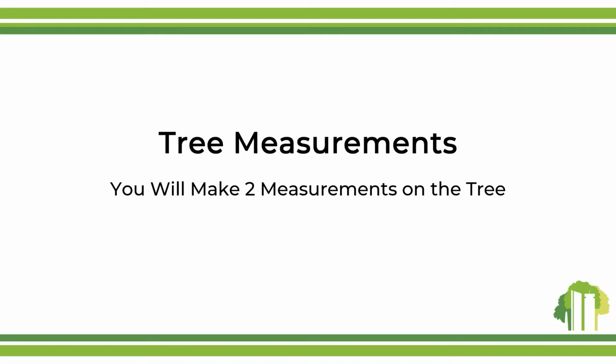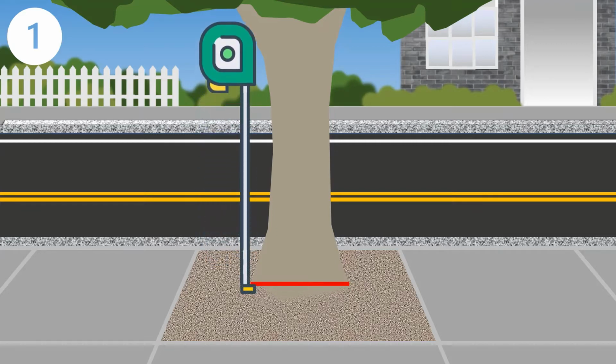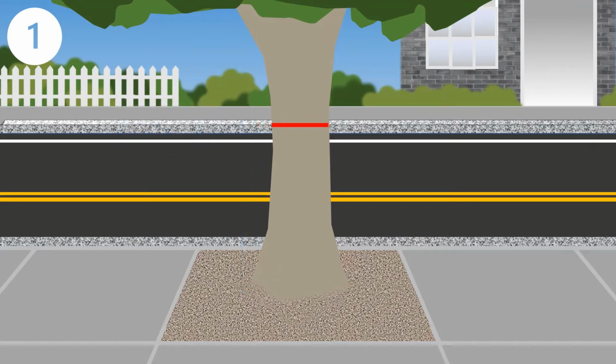Next, it is time to measure the tree. To do this, you will need to make two measurements. The two measurements will be used to calculate the diameter at breast height, or DBH. First, start at the base of the tree where the tree meets the ground, and then measure 54 inches up vertically. 54 inches up the tree is at breast height. Scientists measure the diameter of the tree here as a scientific standard.